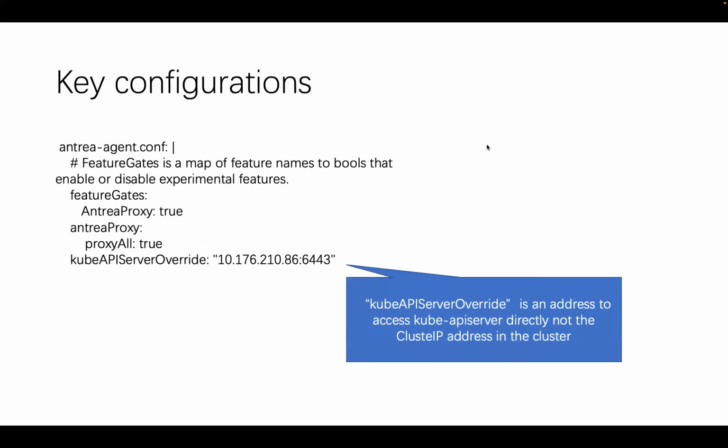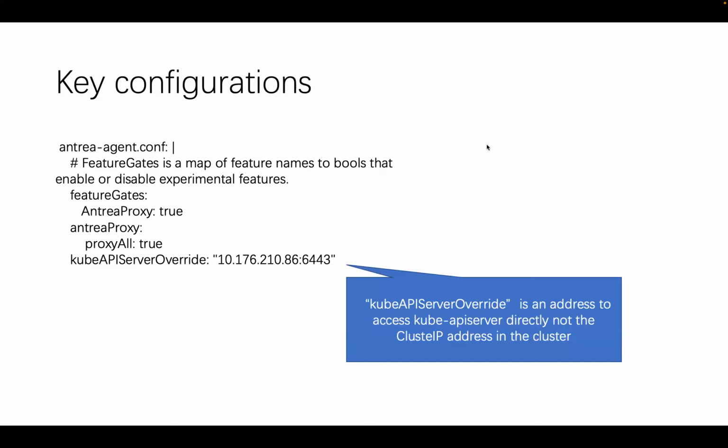And if we want to enable Antrea proxy all on the Windows nodes, the key configurations include the following. We should enable the Antrea proxy feature gate, and we need to set proxyAll to true. In fact, Antrea proxy is already enabled on Windows for many releases, but Antrea proxy all enablement is a new configuration if we want to enable the proxy all feature.